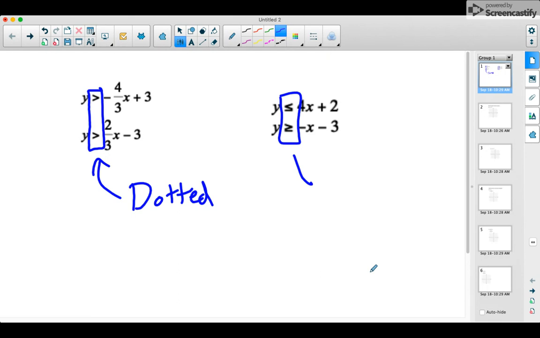Anything with an equals bar is a solid line, because y could equal 4x plus 2. So there we actually do need to include those points. So that one we make a solid line because it does exist in our picture.